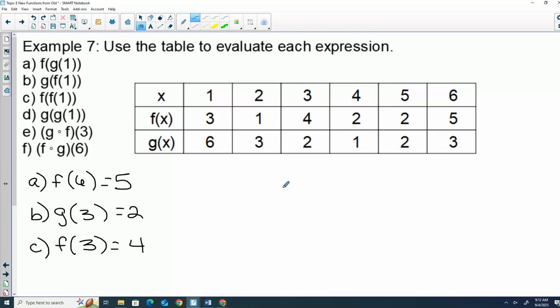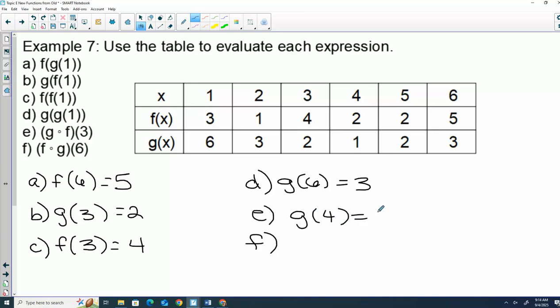You guys try D, E, and F. G is 6, so then we have G of 6, which is 3. E, when X is 3, F is 4, so G of 4 is 1. And F, G of 6 is 3, F of 3 is 4. Do you guys get those? Any questions about these compositions?